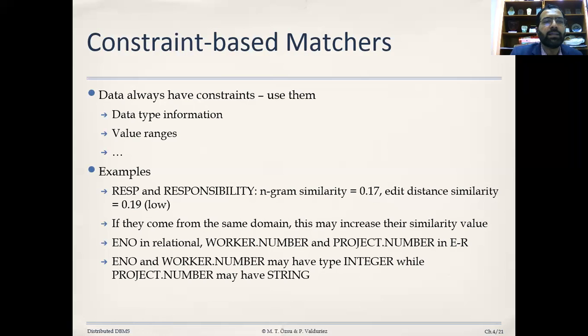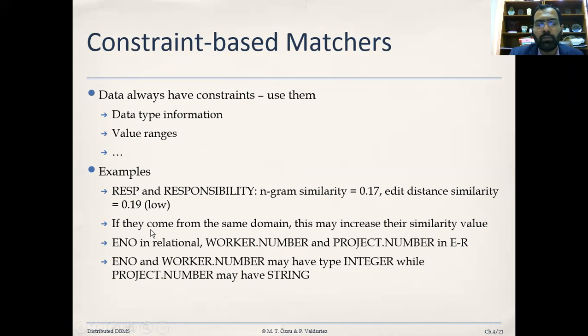So here what you did is you come out with the various constraints, and that is defined by yourself. So RESP and responsibility you have used with the n-gram approach. If they come from the same domain, they may increase their similarity value. Yes, of course. If they are from the same domain, the similarity values increase. If similarity values increase, it means they are similar. So if the similarity value is near to 1, it means they are similar. If similarity value is near to 0, it means they are not similar.